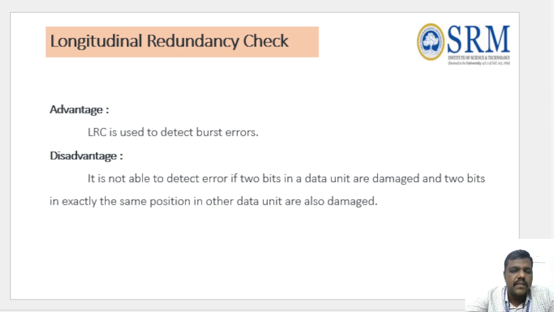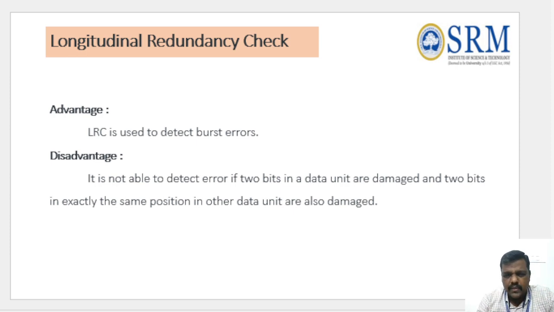The advantage is that this LRC can be used to detect burst errors. The drawback is that it is not able to detect an error if 2 bits in the data unit are damaged and 2 bits in the exact same position of another data unit are also damaged. If the changed bits are 2, and they are in the same position, it can't identify the error. So that seems to be a drawback.